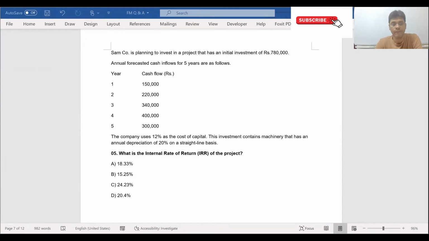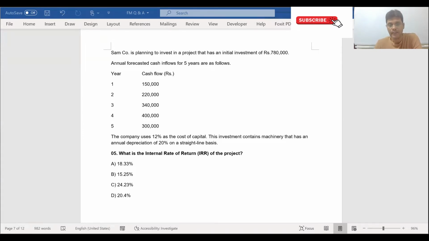Next question. What is the internal rate of return of the project? Now you are given 4 answers, out of which we need to select the correct answer. Now, what is the internal rate of return?